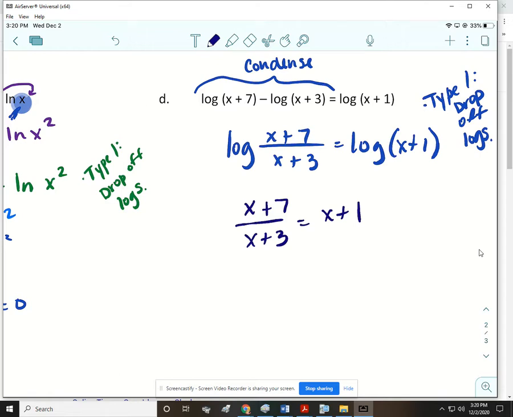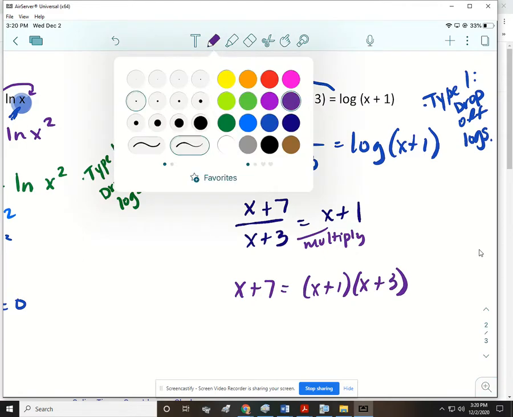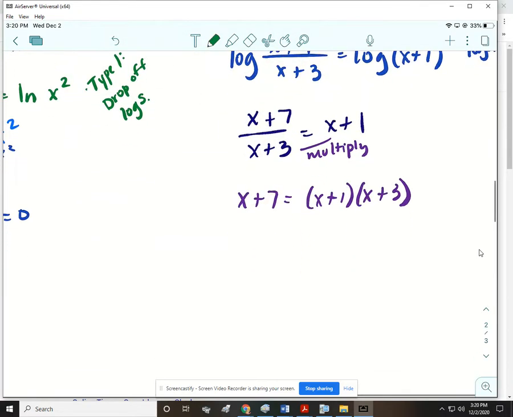Okay, so if we need to solve an equation and our x is in the denominator, we can't solve it when x is in the denominator, so we're just going to multiply by it. So we end up with x plus 7 is going to equal x plus 1 times x plus 3. Right? And then that's going to be x plus 7 equals x squared plus 4x plus 3.